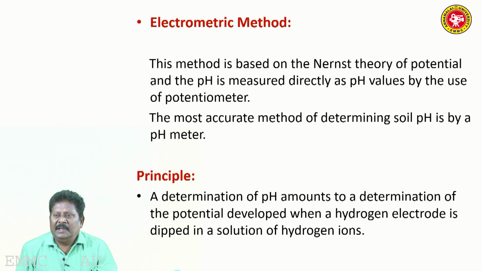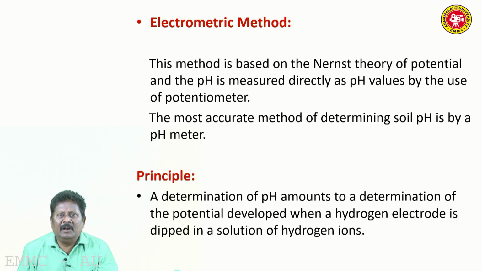Electrometric method, the method is based on the Nernst theory of potential, and the pH is measured directly as pH value by the use of a potentiometer. We employ a potentiometer to measure the potential developed at the hydrogen ion electrode, which is the measure of pH. So, it is based on the Nernst theory of potential. The most accurate method of determining soil pH is the pH meter. You can employ a pH meter to determine the soil pH.